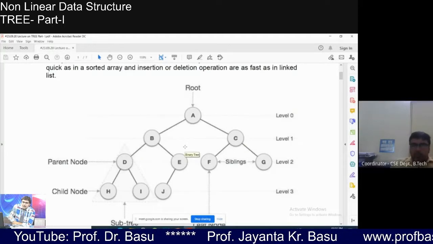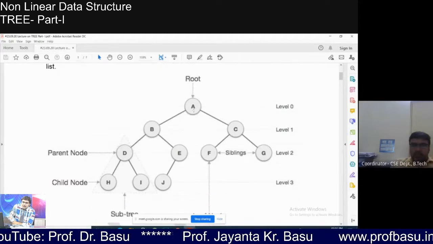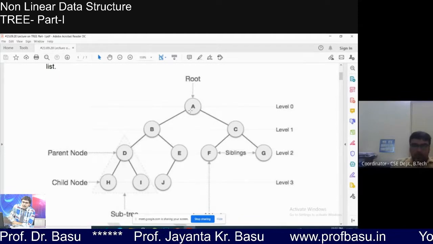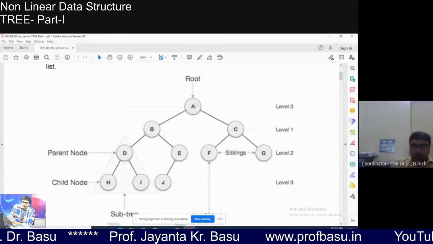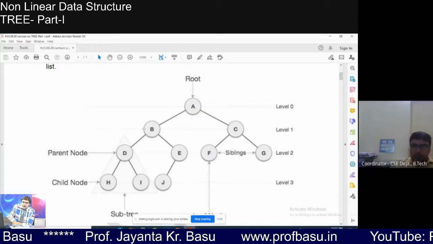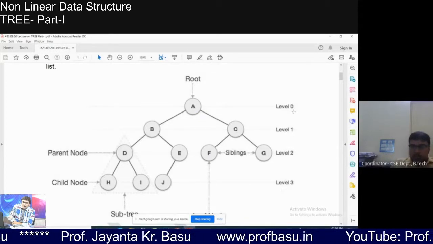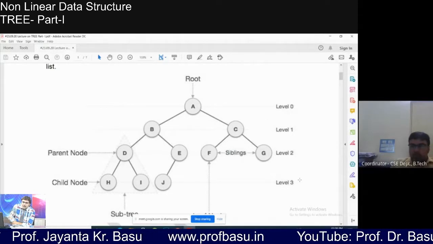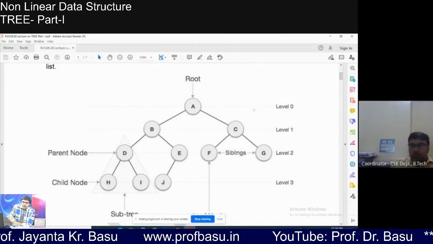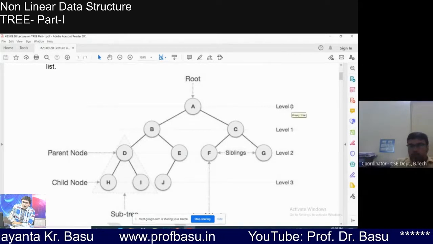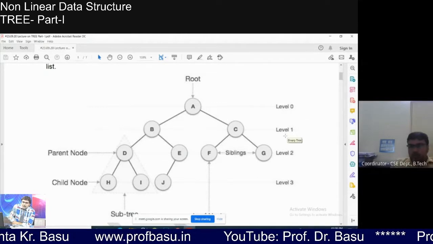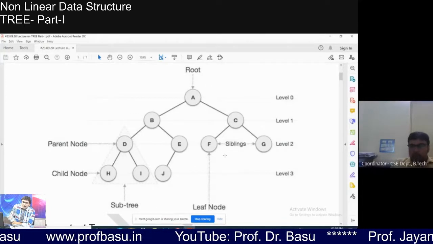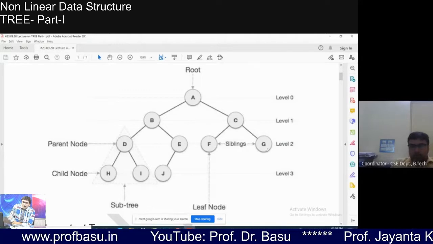Now different terms are there. According to this picture, this is called the root node from which the tree has been generated. The root node is the parent node of its immediate level, and these are the levels. Some books start the level from 1, but most books start the level from 0. So the root lies at level 0, then next level 1, level 2, level 3, in this way. The levels are designed according to the height or depth of the tree.